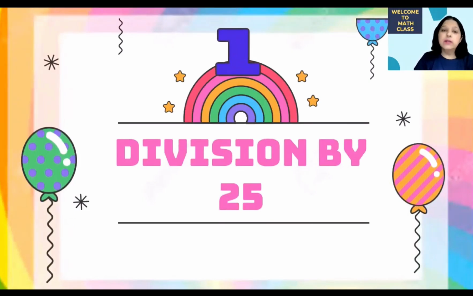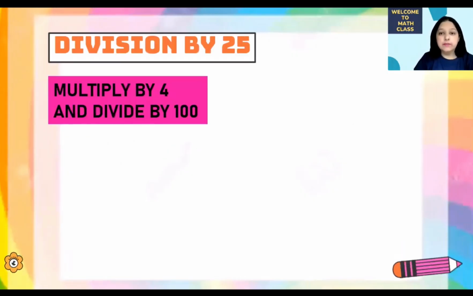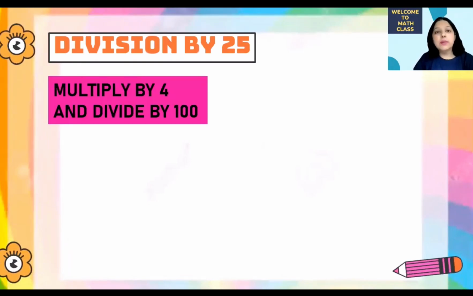Now what is 25? 25 is 1/4 of 100. Yes, if you divide 100 by 4, you get the answer 25. So when you want to divide any number by 25, the same concept you can apply to do the division quickly. Suppose you have 22 and you want to divide this 22 by 25. Now 25 is what? 25 is 1/4 of 100.